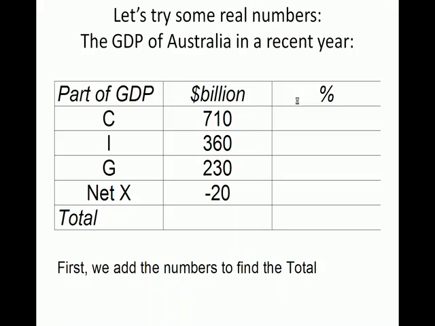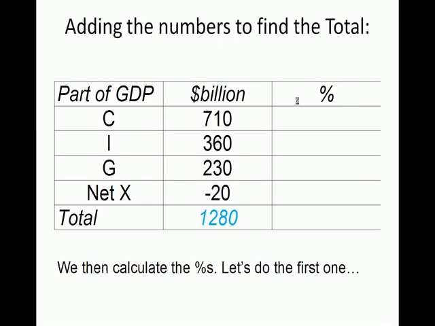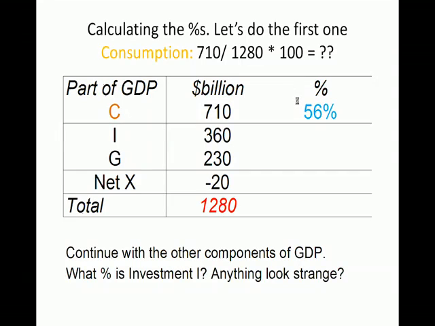The GDP of Australia in a recent year. Consumption was 710 billion, investment 360, government spending 230, net exports minus 20. First, we add the numbers to find the total, even before we think about percents. Adding them up, we get 1280. Then we calculate the percents. 710 divided by 1280 times 100, 56% for consumption.